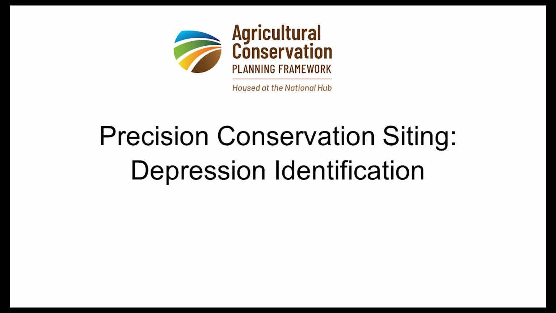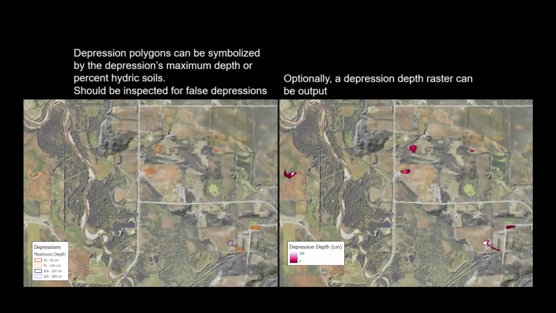In this video, we're going to discuss the Depression Identification Tool. This is the first tool in the Precision Conservation Siting Practices section of the ACPF Toolbox. This tool identifies depressions within a watershed by subtracting the original DEM from a filled DEM. This gives us a polygon output and a raster output.